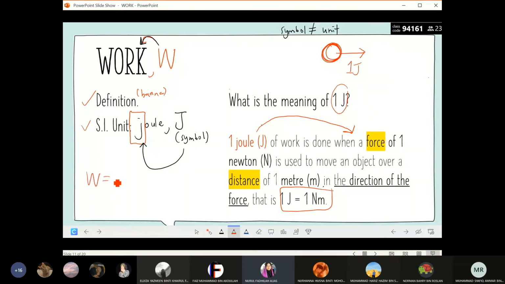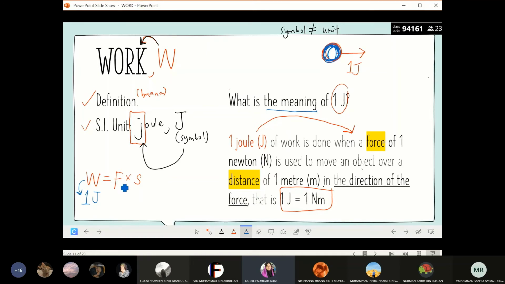Work equals F times S. So if I have work of 1 joule, the work done by the ball is 1 joule. So 1 joule is the work. If I ask you, what is 1 joule?